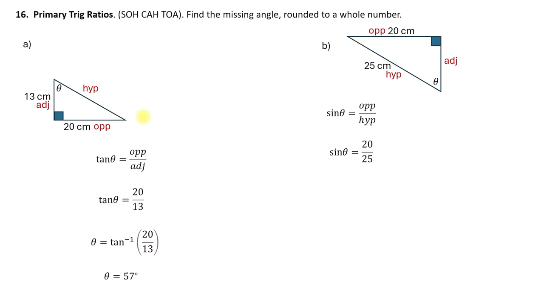If the sine of theta equals 20 over 25, then theta by itself equals the inverse sine of 20 over 25. Again, at this point, we plug the numbers into our calculator and come up with a value for theta of 53 degrees when rounded.